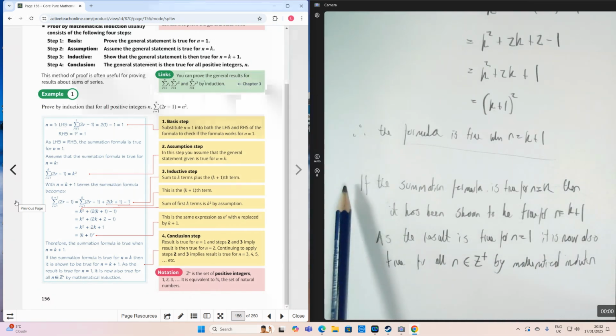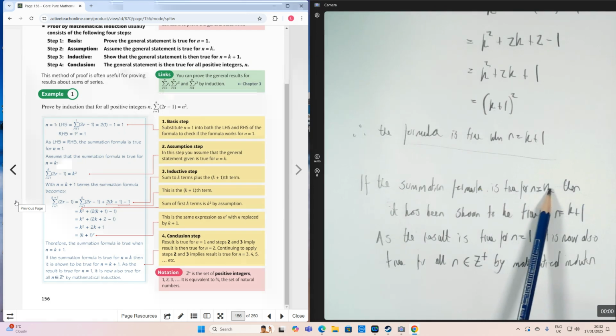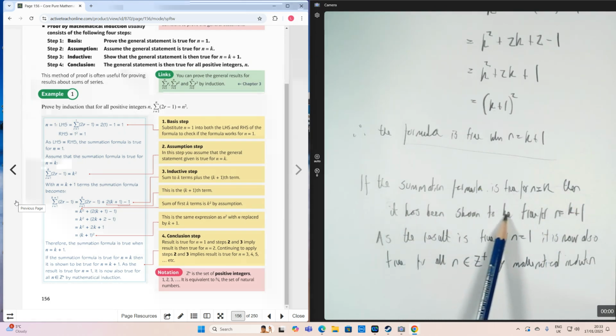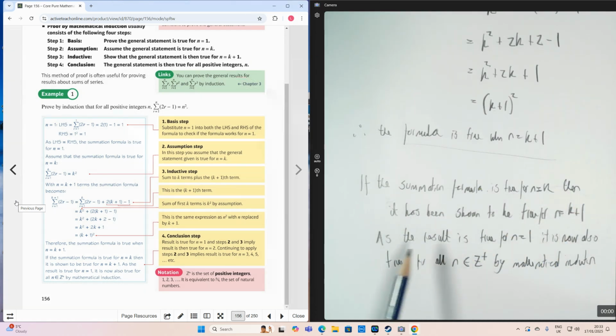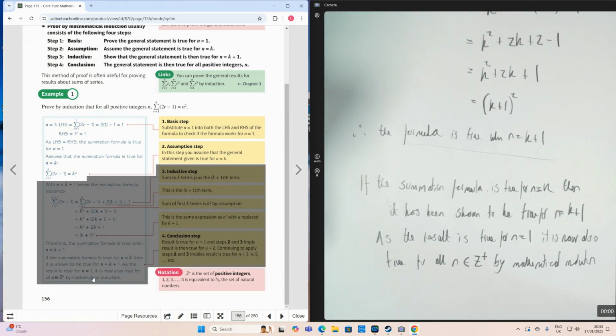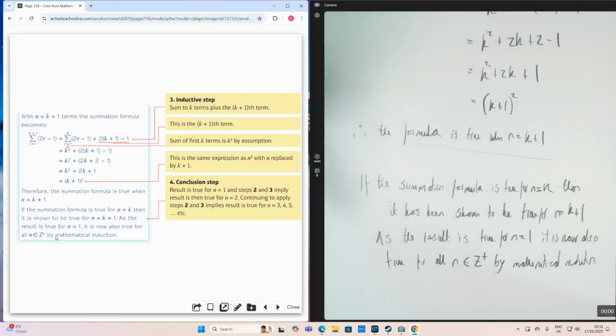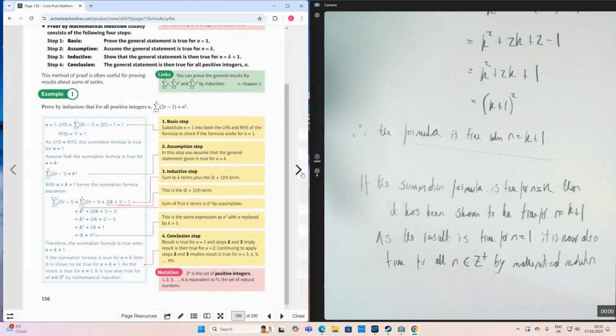So if the summation formula is true for n equals k, it's been shown to be true for n equals k plus 1. As the result is true for n equals 1, it is now also true for all n is a member of Z plus by mathematical induction. Absolutely crucial that you get the wording of that statement correct in order to get the marks, because the examiners are very pernickety about how you express that.